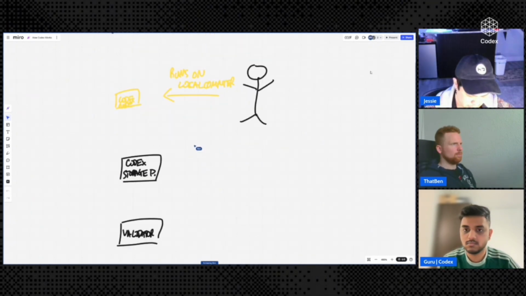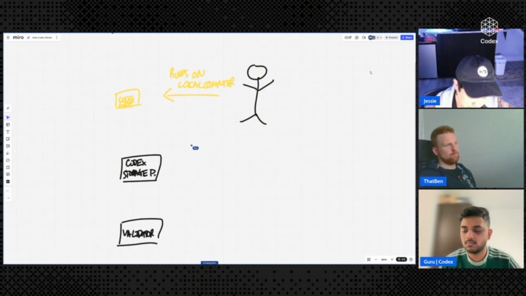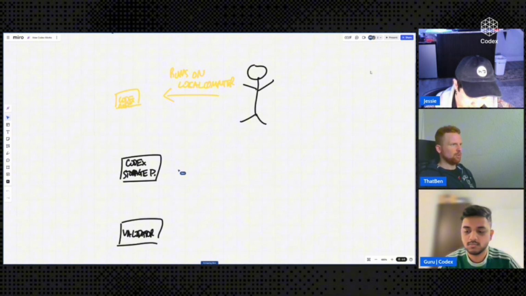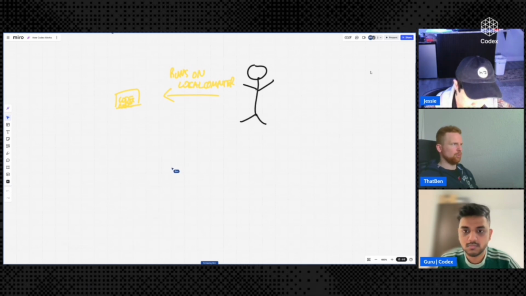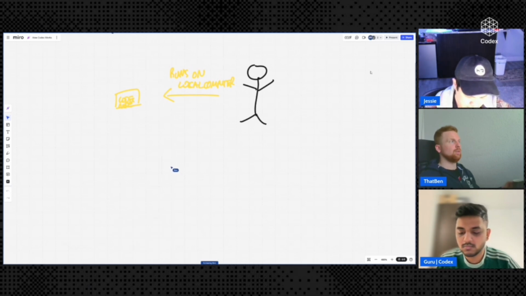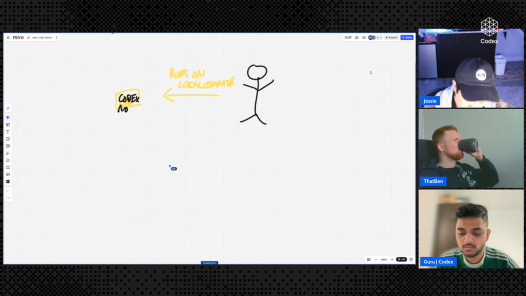Okay, so let's blow this away. That means we can just talk about Codex nodes and not make any distinction for validators or storage nodes, just Codex nodes. I agree. Codex node.